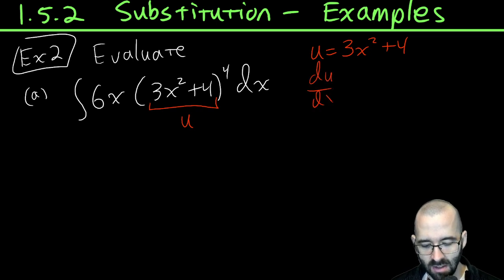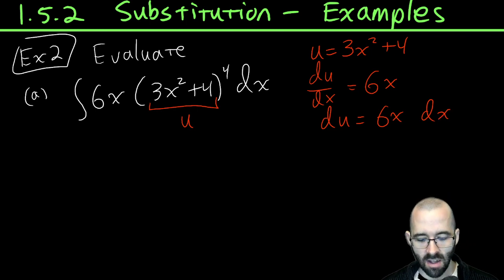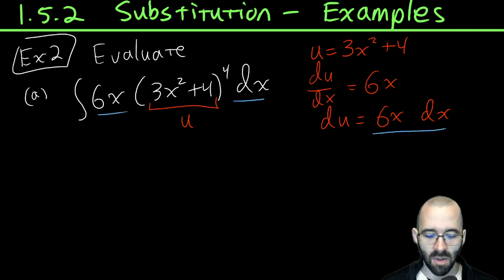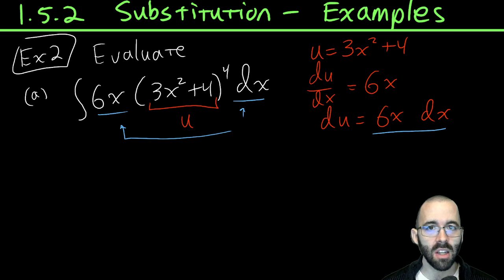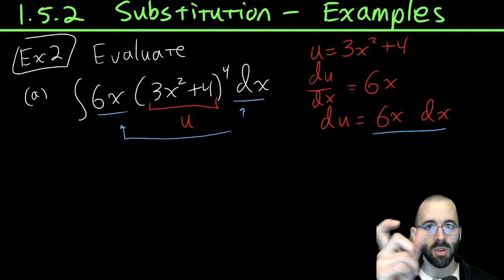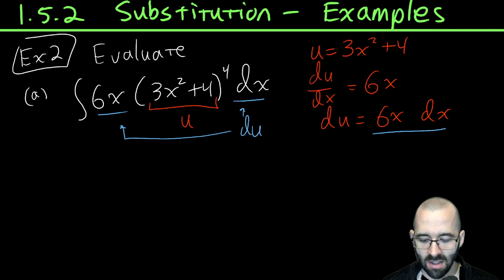So du dx, the derivative, is just 6x, which is great. And that tells us that our du is 6x times dx. And that's perfect for us because it lines up. So this blue together, it's not written next to each other, but it's multiplication. Multiplication is commutative. We can switch the order of multiplication. This is our du. And now we can substitute.